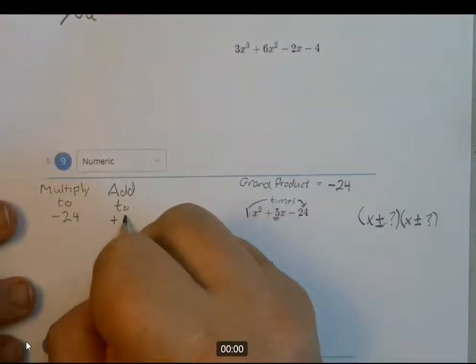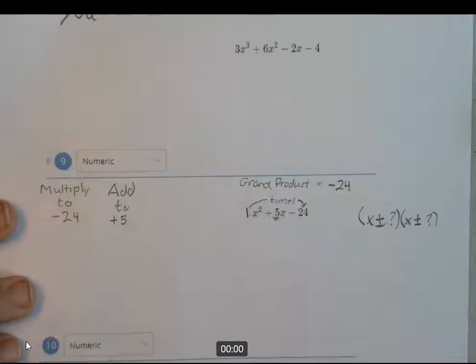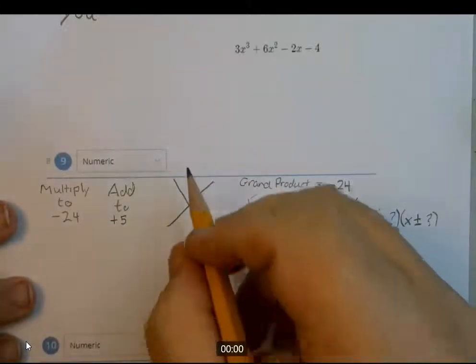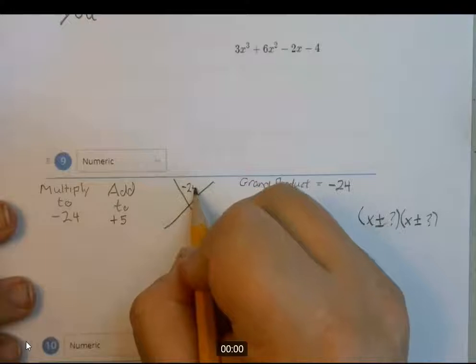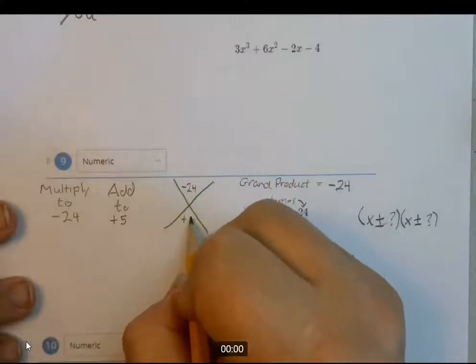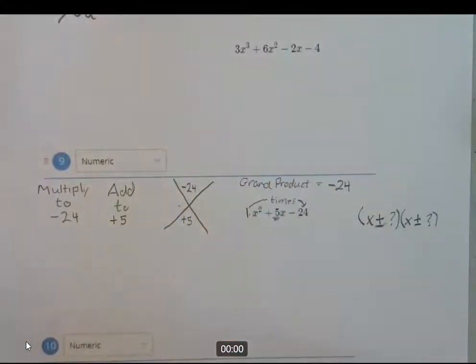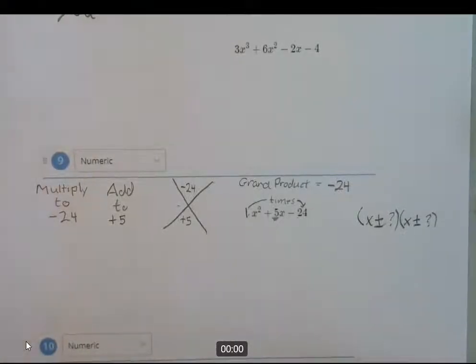That's positive 5. Now, some teachers teach you something like this with an X or a diamond or something, and they say, okay, negative 24 multiply, plus 5 add, what are those 2 numbers? But that doesn't help you to find them. It just structures what you're trying to do, but it doesn't help you to find them. So I'm going to show you a way to find it every time if your math is a little shaky.